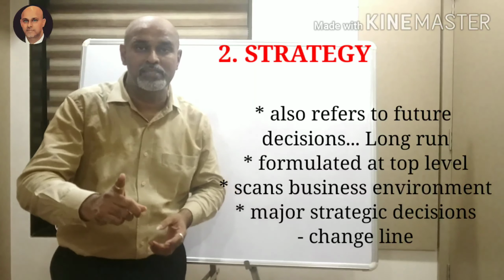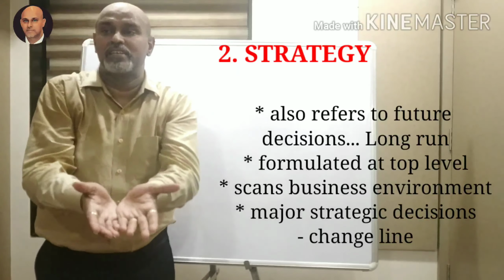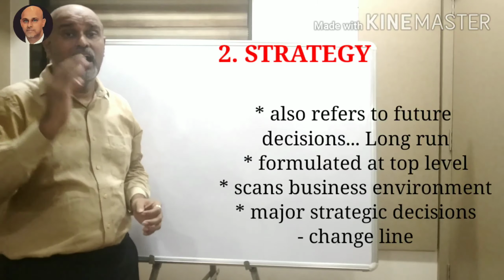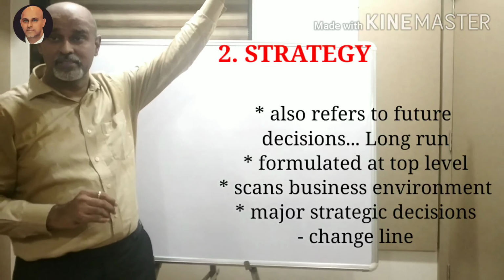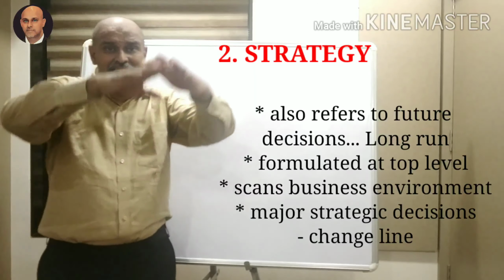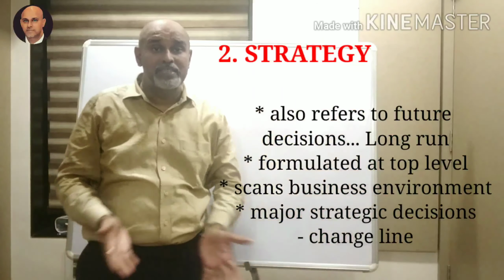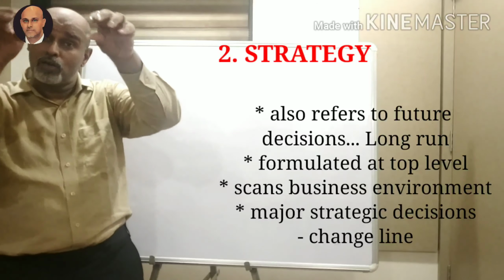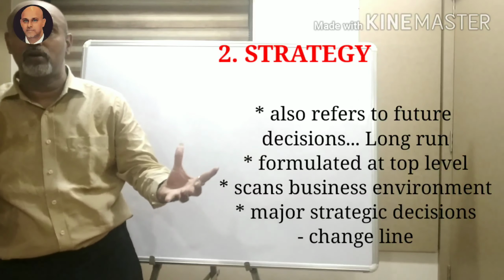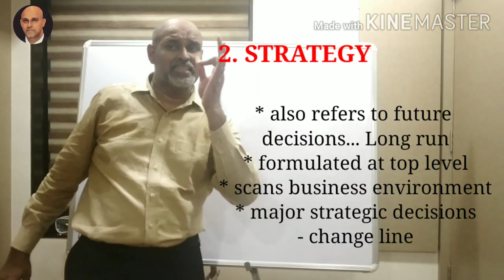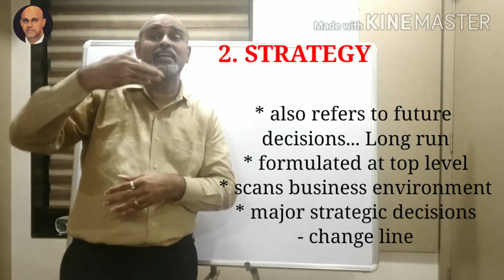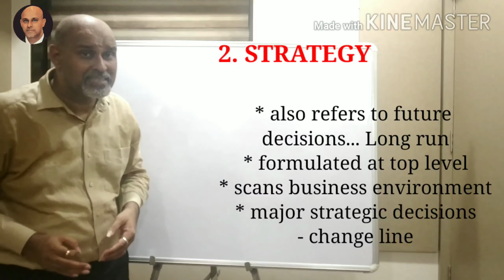Also, remember one thing, strategies are future decisions. Okay, and they are for the long run. It is not for the short run. And they are formulated by the top levels. Okay, and basically what does strategy do? It scans the business environment. It sees what are the flaws in your organization, and it tries to remove those flaws. Okay, and there are major strategic decisions which are there, where you might have to change the line of your product also.